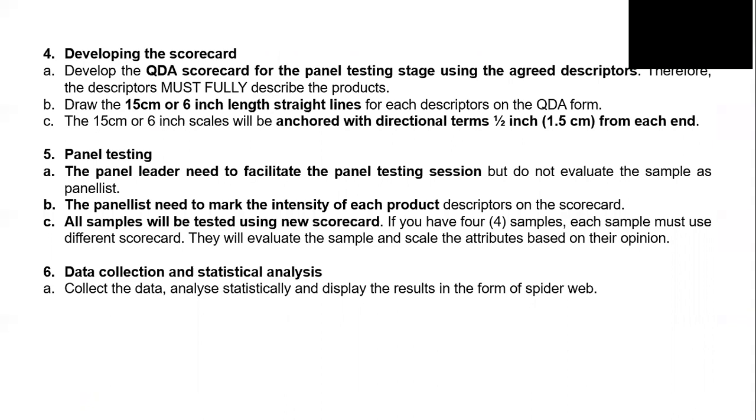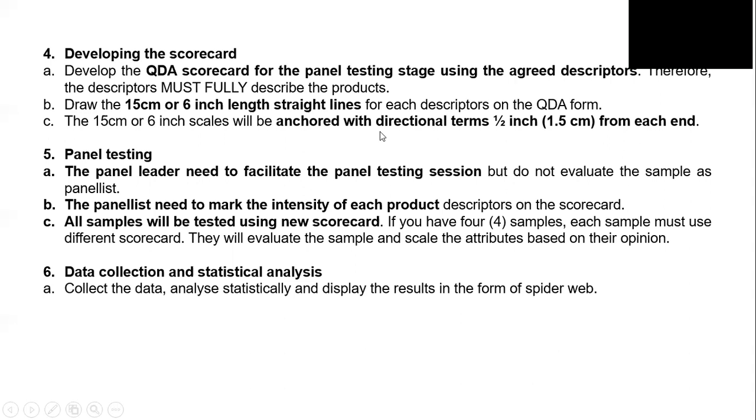So it is highly different from the other sensory forms, where in this scorecard there is a line that will be drawn based on each descriptor. How long will the line be? A 15 cm or 6-inch straight line. And from each end, it will be anchored about 1.5 cm. I will show you later.